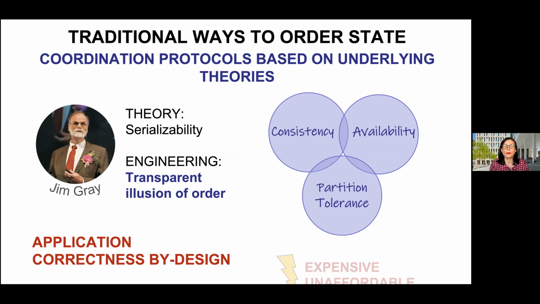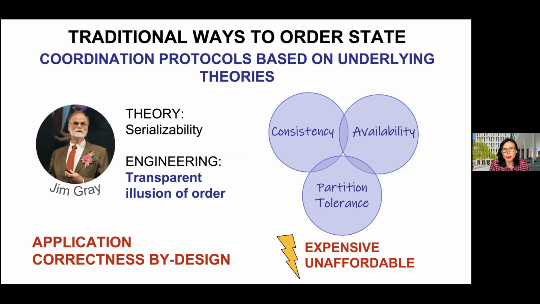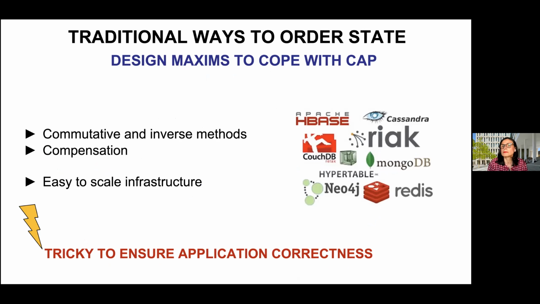But we know these coordination protocols, great as they are for application correctness, were challenged in the sense of being expensive or even sometimes unaffordable, because we know the old CAP theorem saying that we cannot have all three of those, consistency, availability, and partition tolerance, at the same time. We have to make the choice. And I mentioned that for local first applications, availability is a must, and partition tolerance is a given. So we have to do something about consistency.